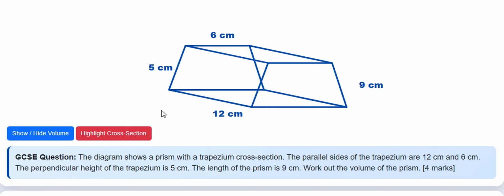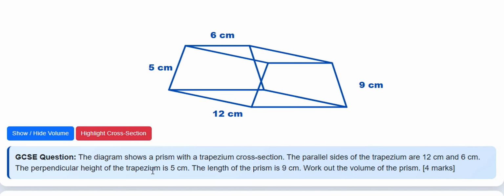In this question you are told the diagram shows a prism with a trapezium cross-section. The parallel sides of the trapezium are 12 centimeters and 6 centimeters. The perpendicular height of the trapezium is 5 centimeters. The length of the prism is 9 centimeters. Work out the volume of the prism.